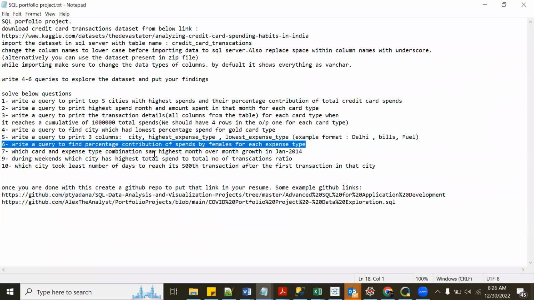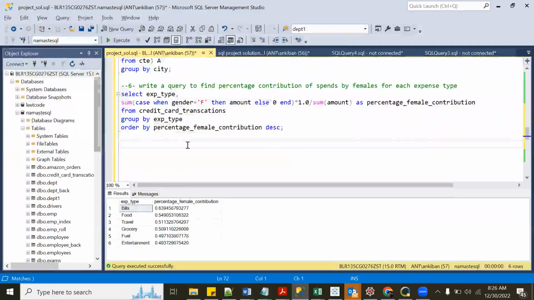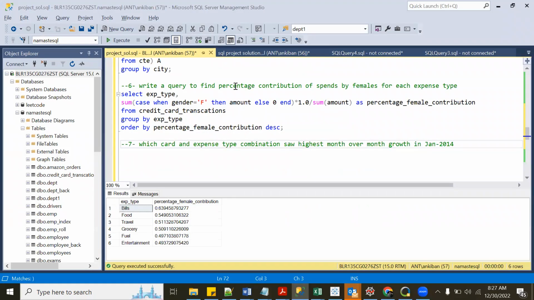Question number 7. Okay, after 7, 9, 10. Okay, I think there is some mistake. Yeah, fine. Okay, so question number 7. Some more people are enjoying. Great. Thanks, Adop. Rahul.